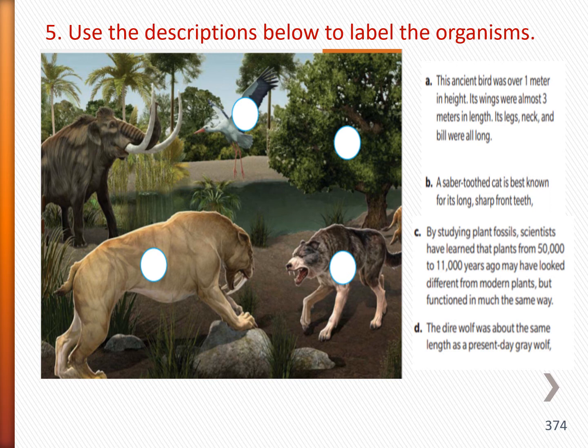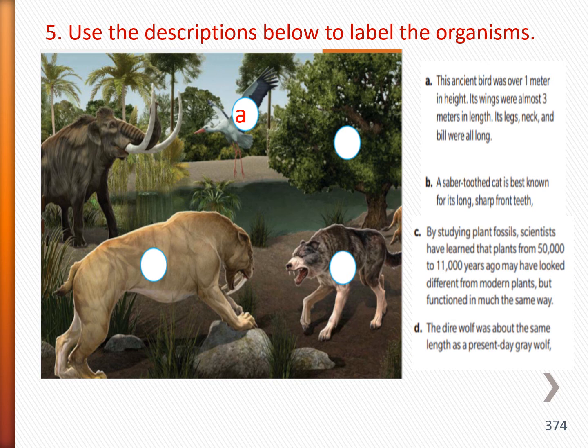A. This ancient bird was over 1 meter in height. Its wings were almost 3 meters in length. Its legs, neck, and bill were all long. Which one is A? Excellent. We are talking about the ancient bird, which was over 1 meter in height. Its wings were almost 3 meters in length.